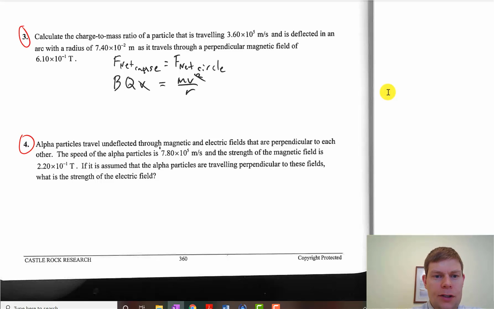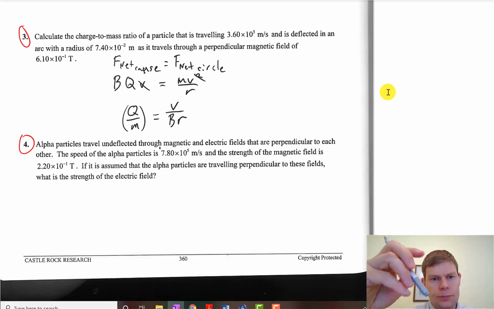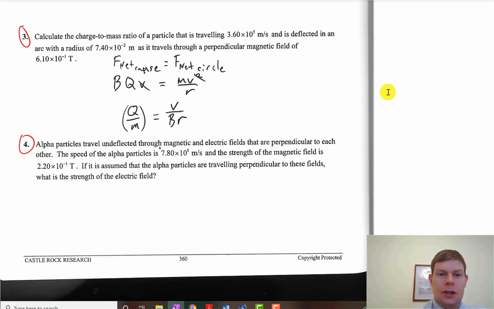We can cancel out one of our v's. And then what we want is Q over m, because that is our charge to mass ratio. So if we rearrange everything, we've got Q over m on one side. This is our charge to mass ratio, and that's going to equal v over BR. Let me check that I'm not leading you astray. V over BR, and that looks good. Okay, then we just plug it in.